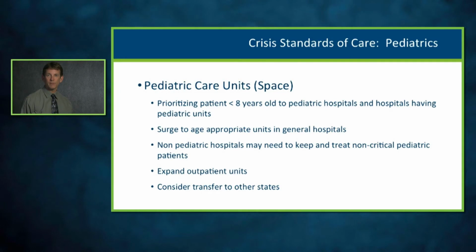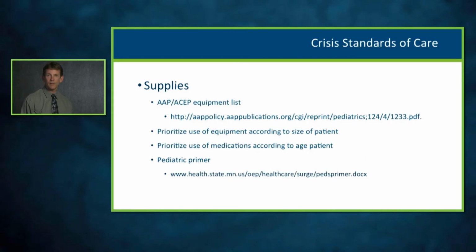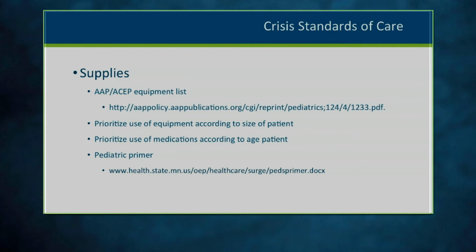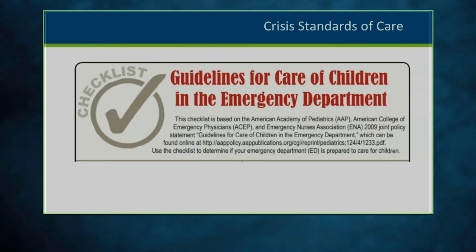Hospitals should be prepared to care for patients of all ages by having the appropriate equipment to use during a disaster. The American Academy of Pediatrics and the American College of Emergency Physicians have a list of the equipment advised for all emergency departments. These lists can be found at the website listed here. There is a similar list in the Minnesota Pediatric Primer, which can be found on the Minnesota Department of Health website. Flexibility during a crisis is key, and prioritizing the use of equipment and medications according to the size and age of the patient is important for conserving supplies. A checklist and guidelines for care of children can also be found on the American Academy of Pediatrics website.